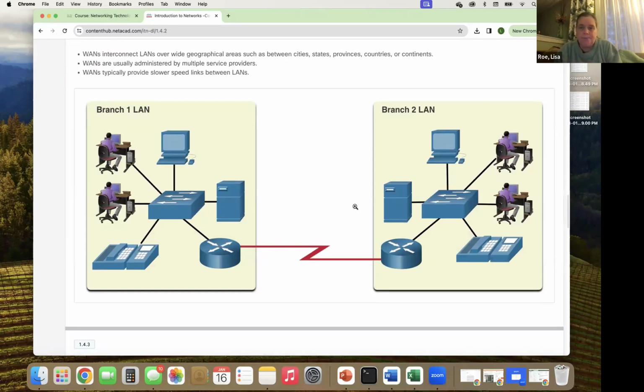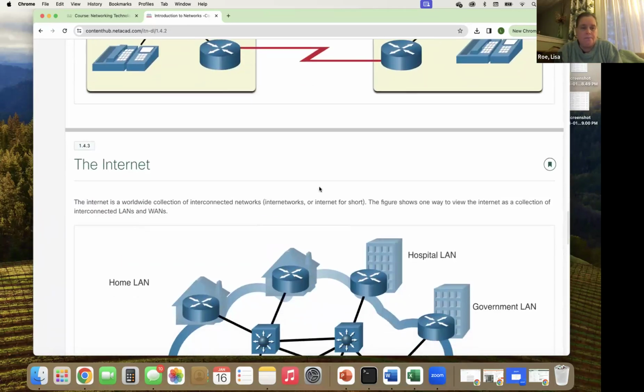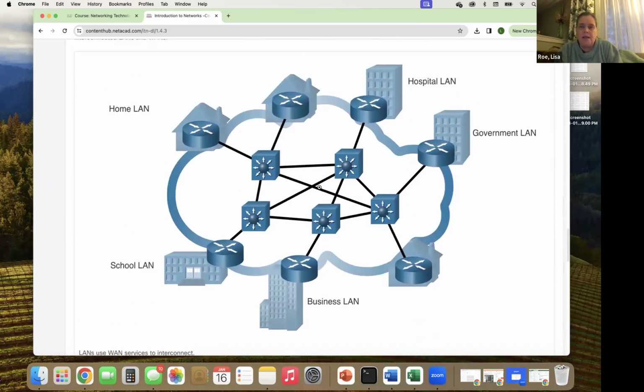Okay. In this case, branches could be like, this could be Fall River, this could be New Bedford. We could add another branch for Attleboro, another branch for Taunton, etc. And then the internet is what we call the network of networks. And these are a whole bunch of different kinds of networks all connected together around the globe.